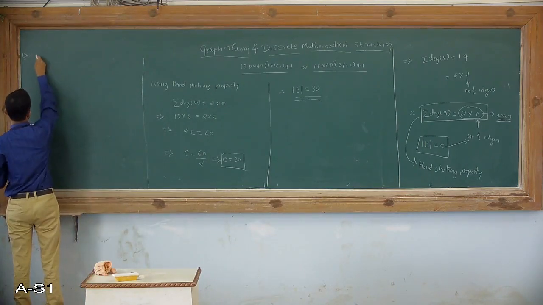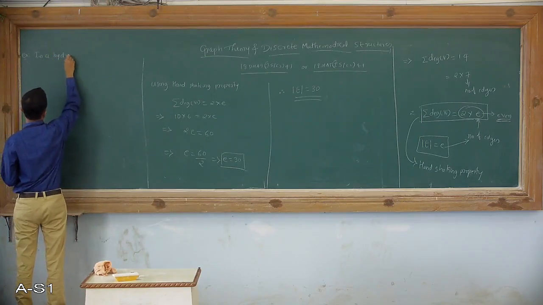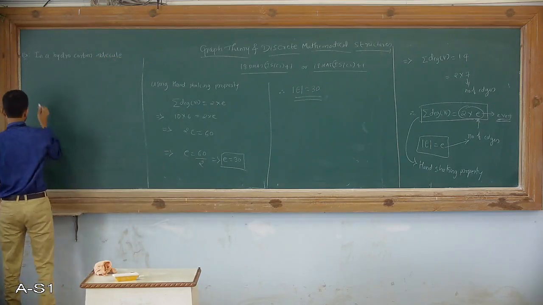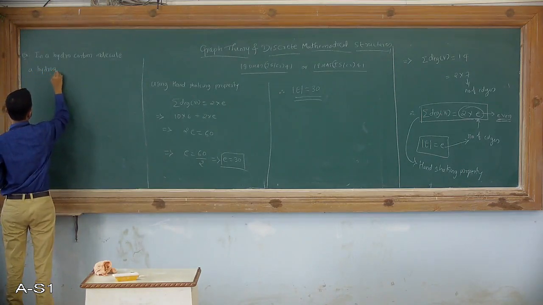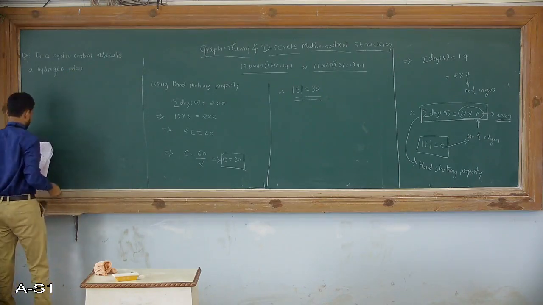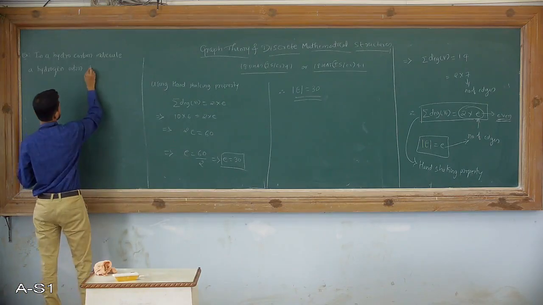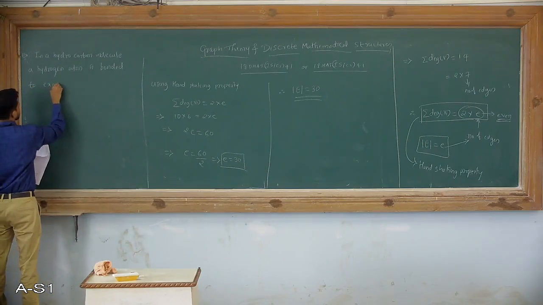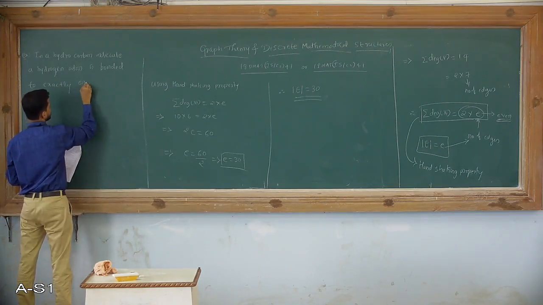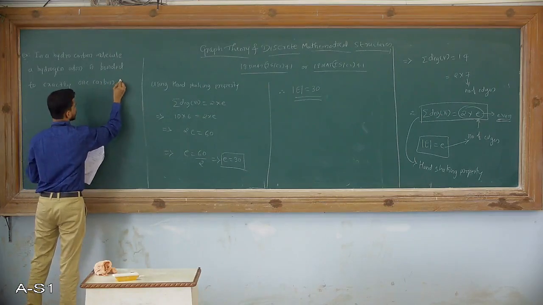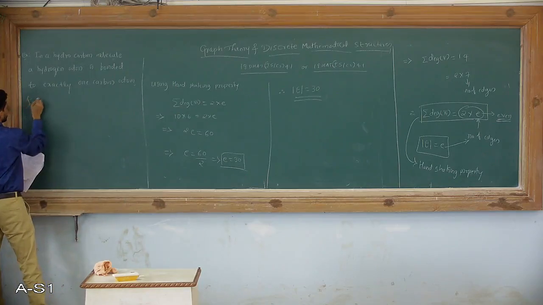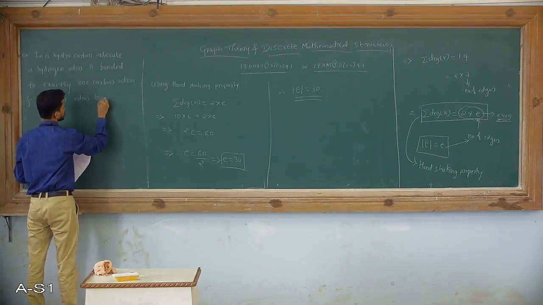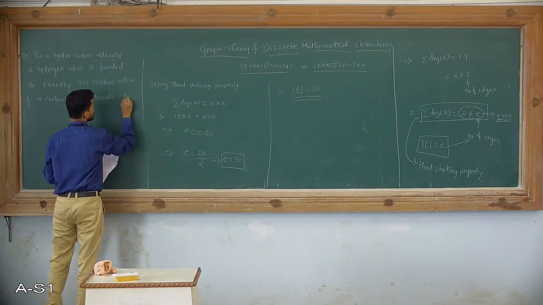In a hydrocarbon molecule, a hydrogen atom is bonded to exactly one carbon atom, and a carbon atom bonds to 4 atoms.